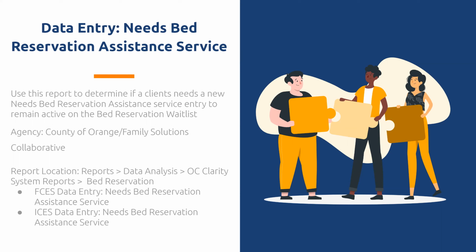The report location to pull up these reports would be following the reports launchpad under the data analysis tab, and then under OC Clarity System Reports in the bed reservation section. And the two reports are labeled as the Family Coordinated Entry System Data Entry Need Bed Reservation Assistance Service, and then the ICES Data Entry Needs Bed Reservation Assistance Service.